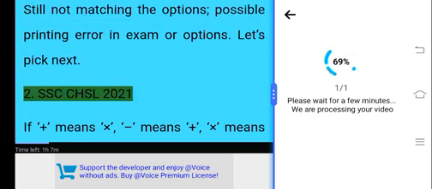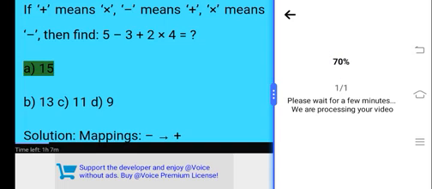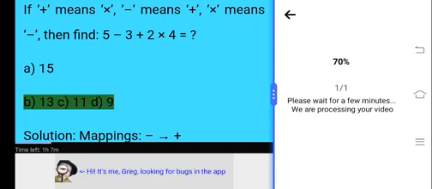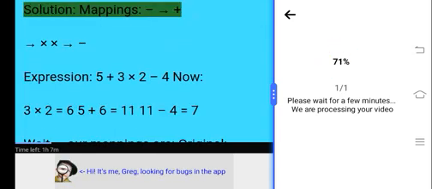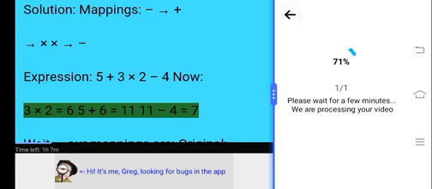Let's pick the next. 2. SSC CHSL 2021. If plus means times and times means plus, then find 5 minus 3 plus 2 times 4 equals. A 15, B 13, C 11, D 9. Solution. Mappings: plus becomes times, times becomes plus. Expression: 5 plus 3 times 2 minus 4. Now 3 times 2 equals 6, 5 plus 6 equals 11, 11 minus 4 equals 7.